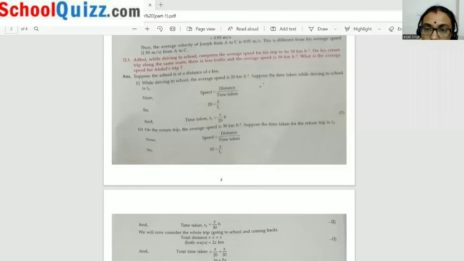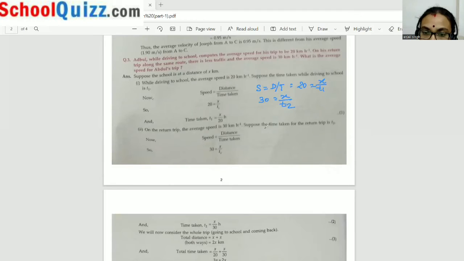So here, speed is equal to distance upon time. The distance is x and the speed is 20, so t1 is x upon 20. You can take x in place of x, y and all that. So x is equal to what? Again, speed is 30, so t2 is x by 30.